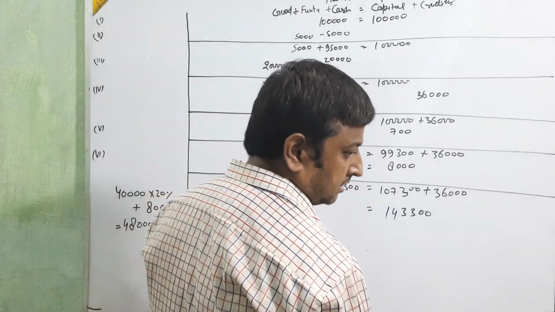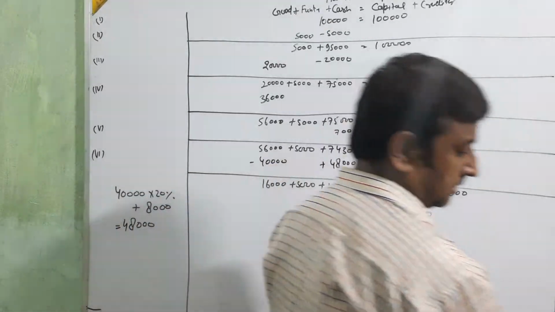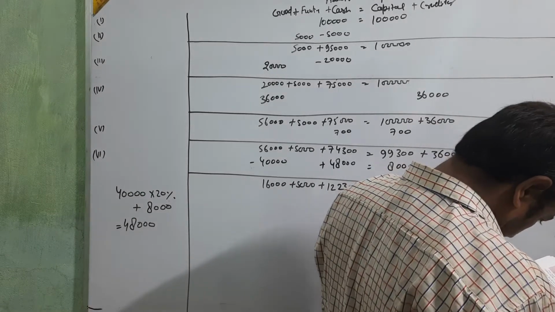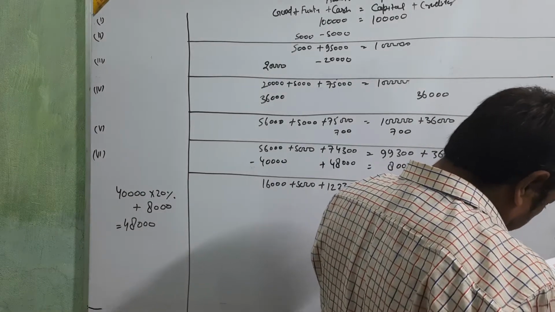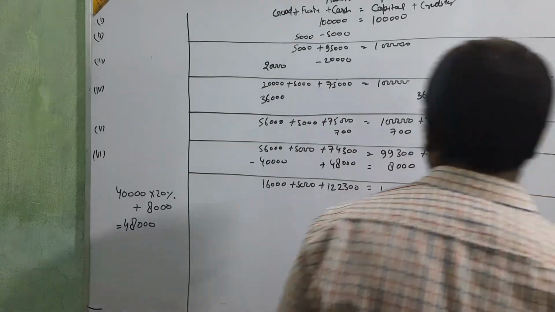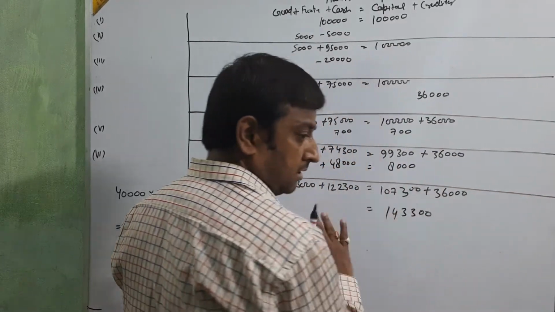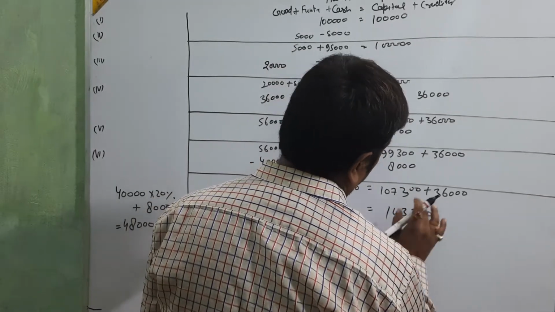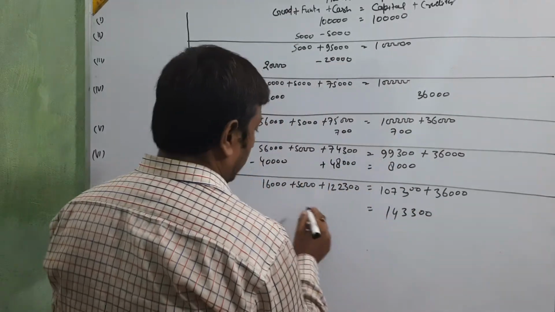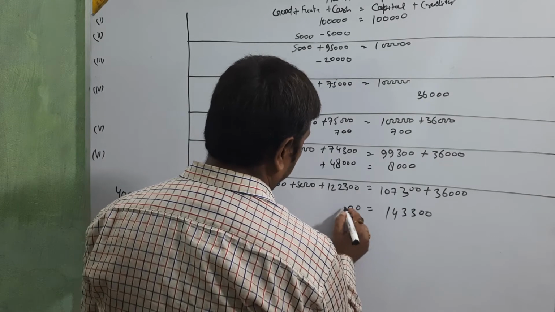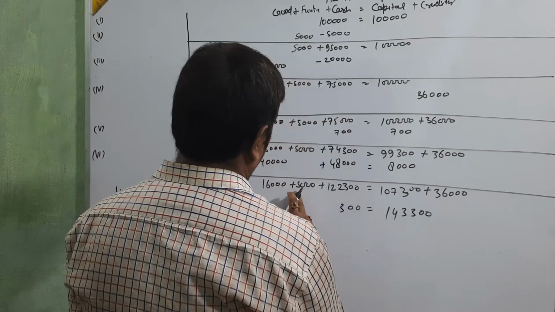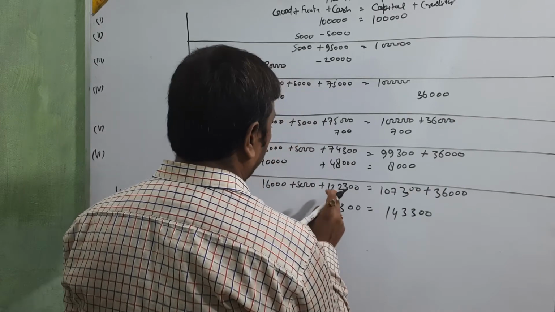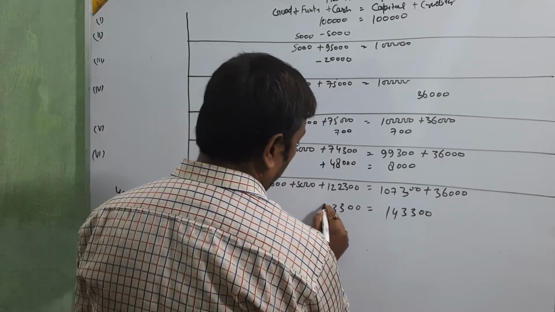Is the total given or not? Not given in the question. Yes, all heads are matching, beta, clear? All heads are matching, then no problem. Totaling is 1,43,300, and this side also 1,43,300.